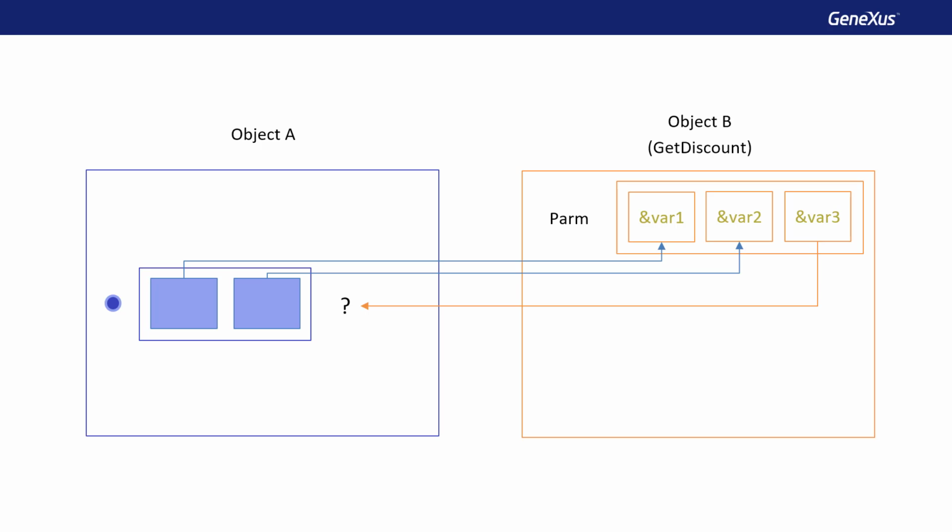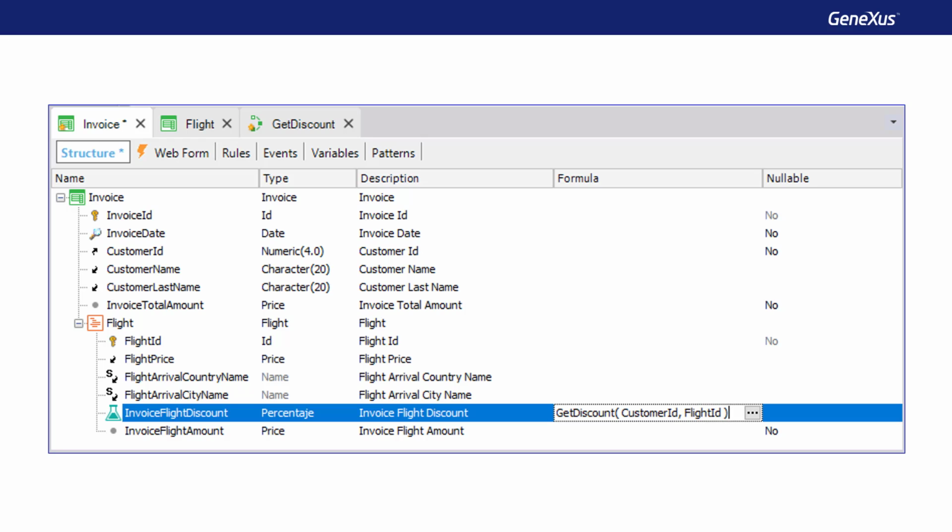One possibility is to assign the result to an attribute. For example, we could define the flight discount attribute in the invoice transaction structure as a formula that is calculated by invoking getDiscount. In this way, the formula will be evaluated in every object where the invoice flight discount attribute is mentioned. The getDiscount procedure will be invoked and executed, and when it ends running, the returned result will be shown as the formula attribute value.